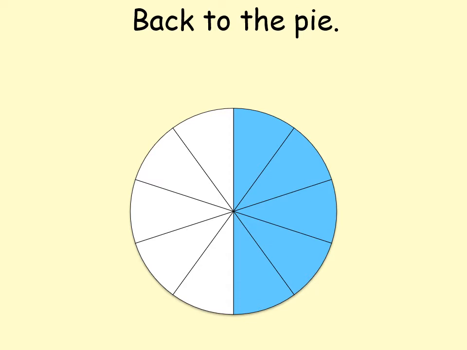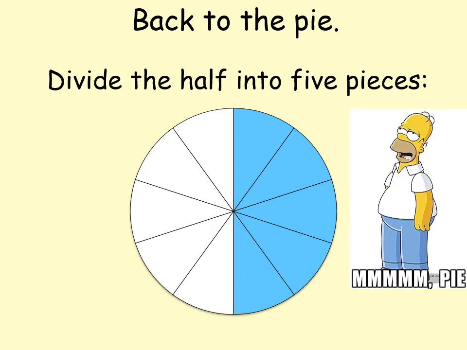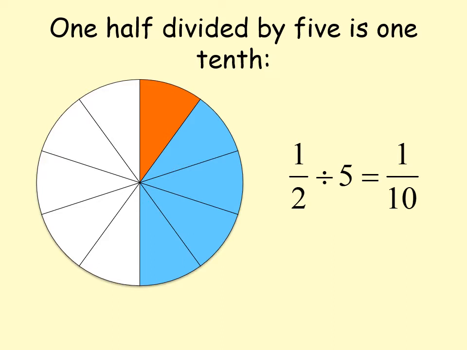Okay, so let's go back to the pie. Divide the half into 5 pieces. Now, it's starting to get a little bit more tricky to divide up greater amounts. So 1/2 divided by 5 is 1/10. But I know I'm not particularly good at freehand drawing, dividing something into 10 equal parts. So hopefully now you're starting to see, when we write the calculation down, 1/2 divided by 5 is 1/10.